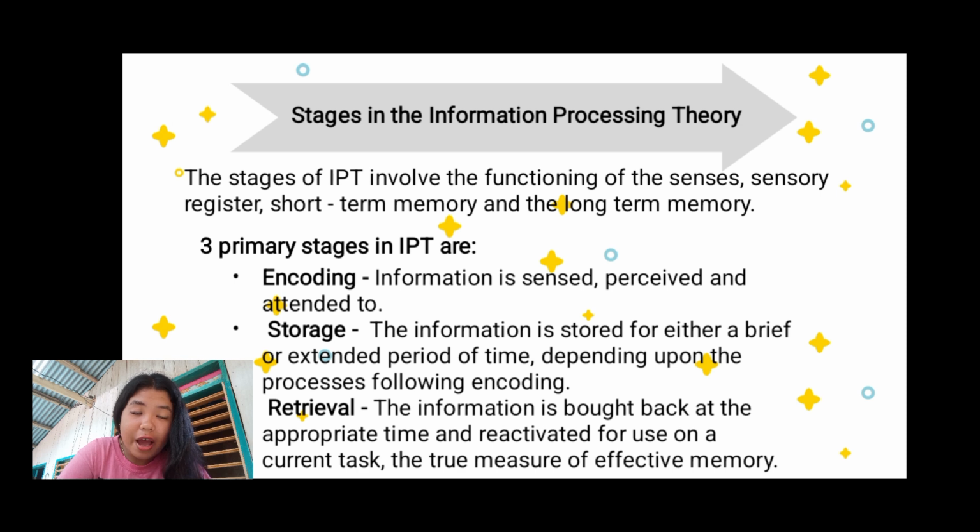So, let's define the three stages. First is encoding. In encoding, information is sensed, perceived, and attended to.